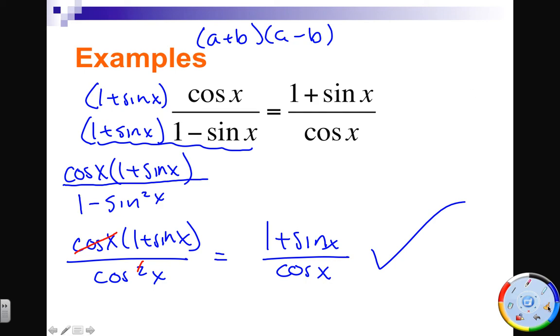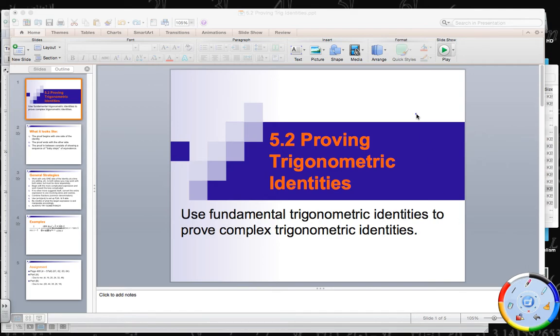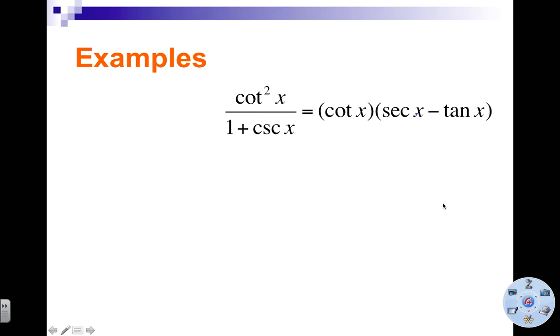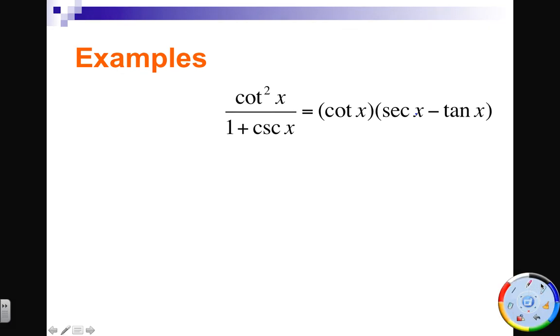All right, next one here. Last one for this particular lesson, if it would work for me. There we go. This is the challenging one. This is the one that took me a little bit of time, because I couldn't see it. And that happens every once in a while. I can't always see everything here.